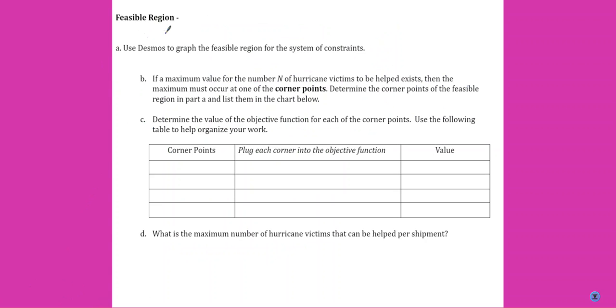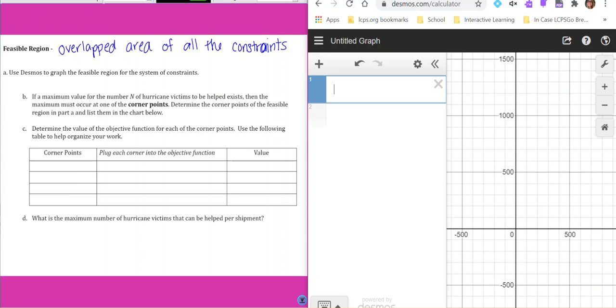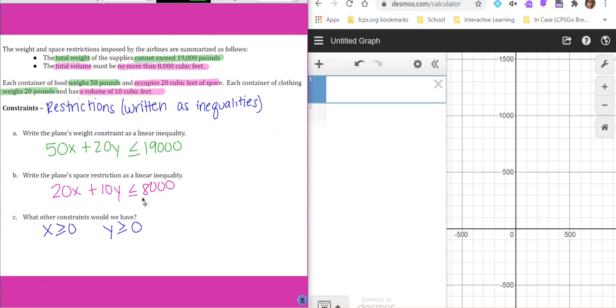Next, we need to find our feasible region. So this is the overlapped area of all the constraints. So we're going to graph all the constraints and see where they overlap. And that will be our feasible region. And we're going to do this today in Desmos. So I'm going to put in all 4 of my inequalities.